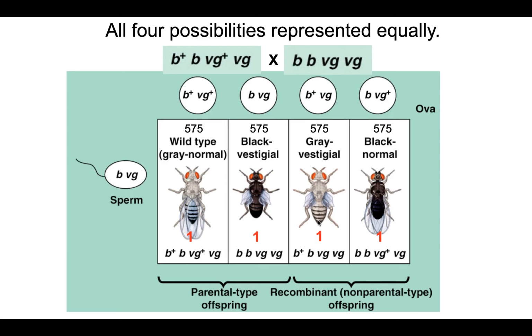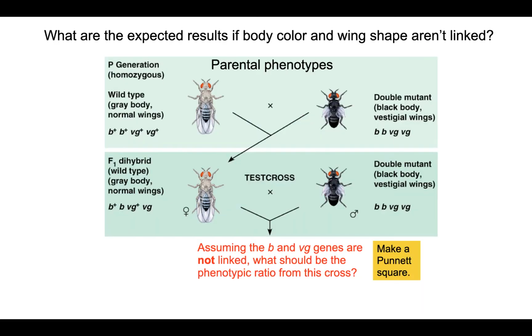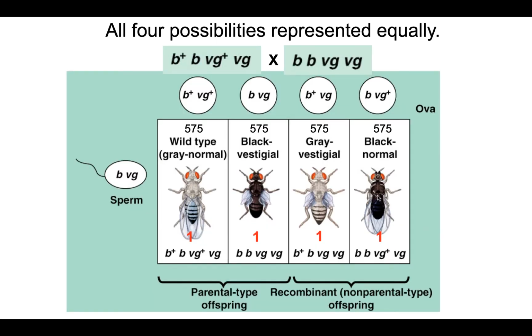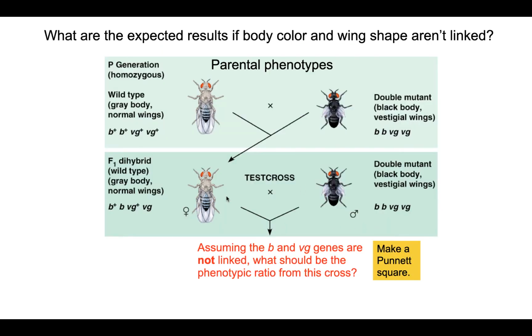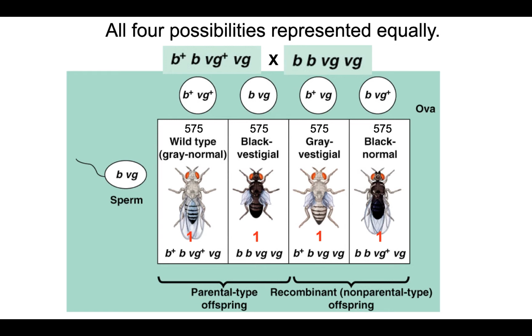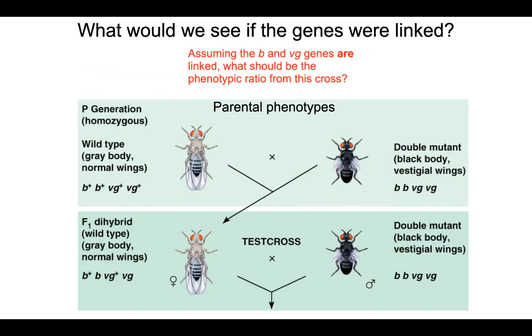Right, this one here is wild type body, vestigial wings. Right, that's neither of the parents. That's a combination of the parents. This one here is black body, wild type wings. Again, that doesn't exist in one of the parents, so that's called a recombinant offspring. Now, you know that the genes are not linked when the percentage of parental offspring that you see is equal to the percentage of recombinant offspring from a pair such as this. Okay, good. Now, let's take a look at what would happen if these two genes were instead linked.